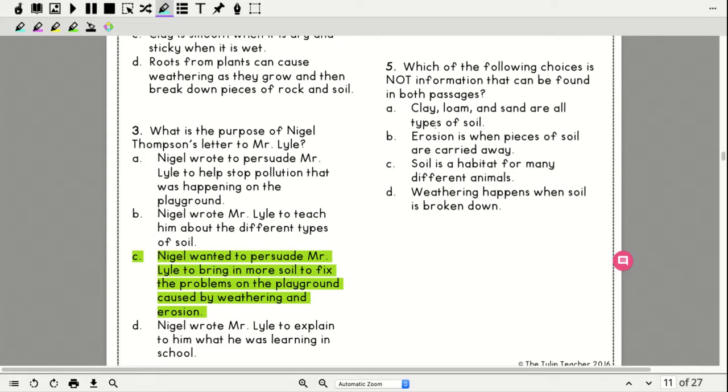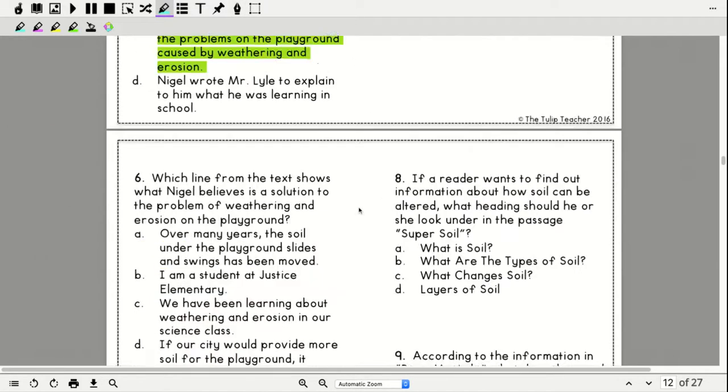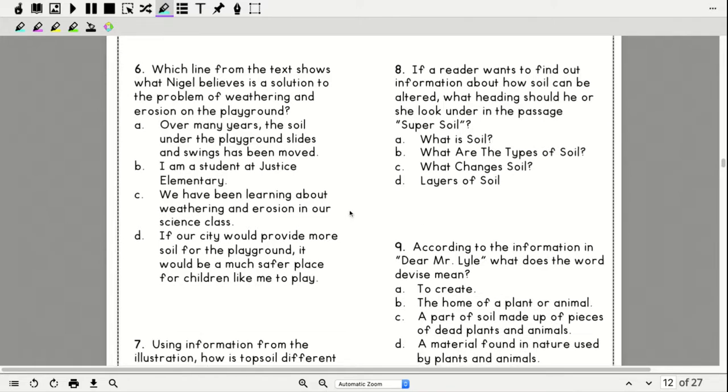Okay, this one is in both. I find this in both because they both talk about erosion. But the habitat one is only in Super Soil. It's not in both. Okay, Nigel doesn't tell us about soil being a habitat for animals. Okay, so now it's your turn.